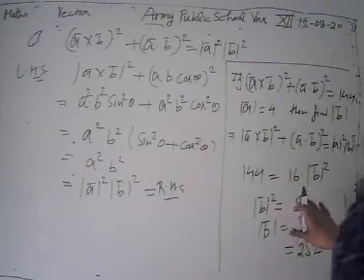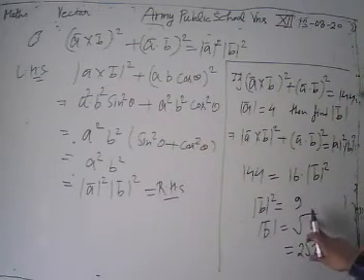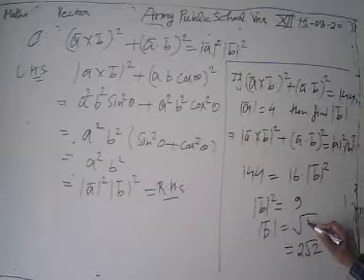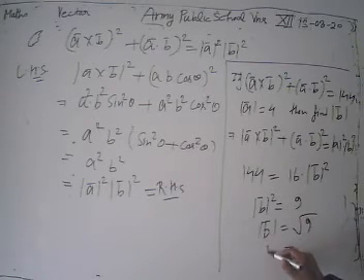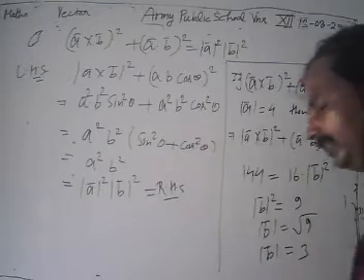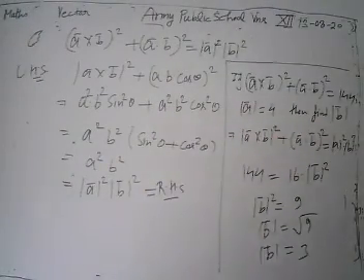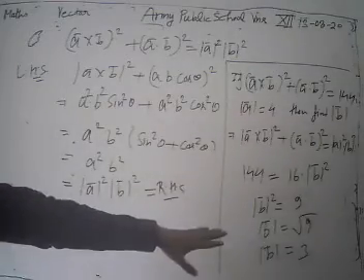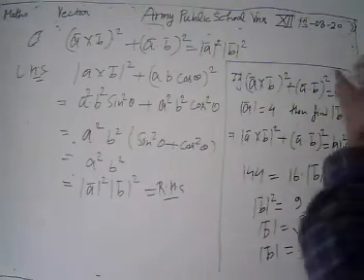16 into 9 is 144. It was a blunder, a mistake done by me earlier. So the length of B is given, 16 times 9 is 144, and we get the length of B as 3.